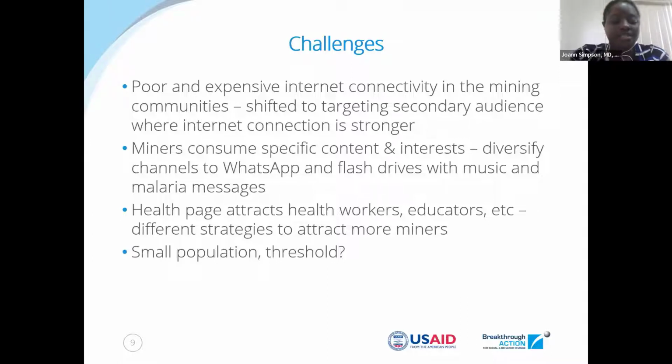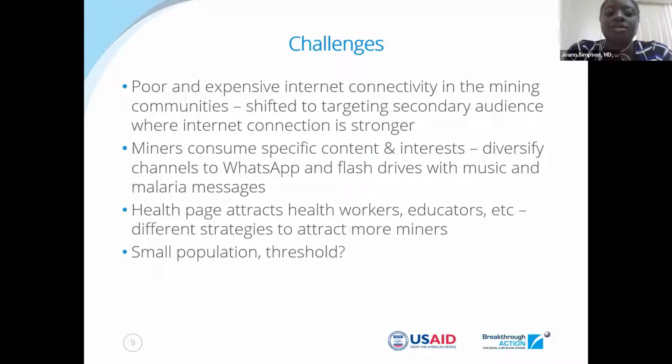Secondly, miners consume specific content and have specific interests like sports and popular music. So we've diversified communication channels to include WhatsApp and flash drives with popular music and malaria messages.